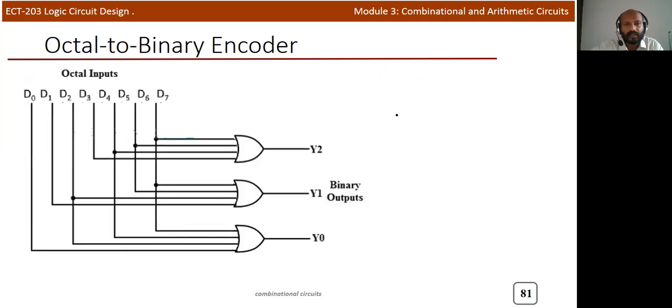So now we can design that particular circuit. Again, it's very simple. Different inputs are given, and so y2, y1, y0, the binary outputs.